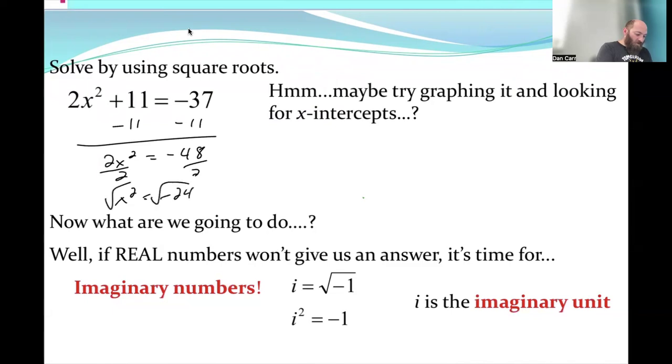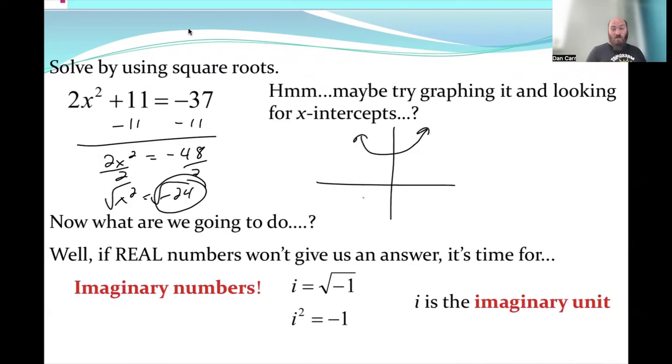And then I try to take the square root and look at what happens here. Can't square root a negative. So that means if I'm trying to do this algebraically, or if I do it graphically, you're going to see something that looks like this. It's just going to do this right here and never cross. So how do I solve this? What do I do with it? Well, that's where our imaginary numbers come in.